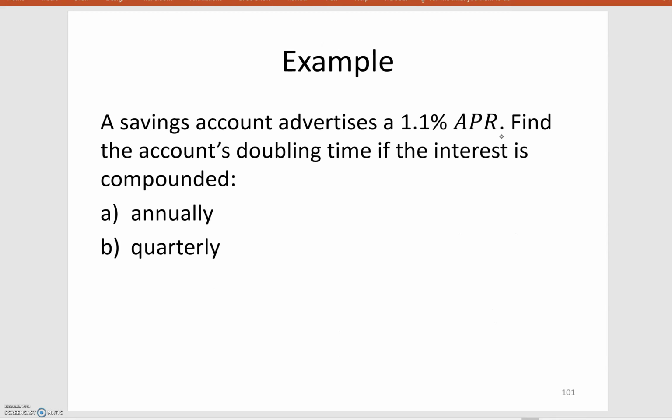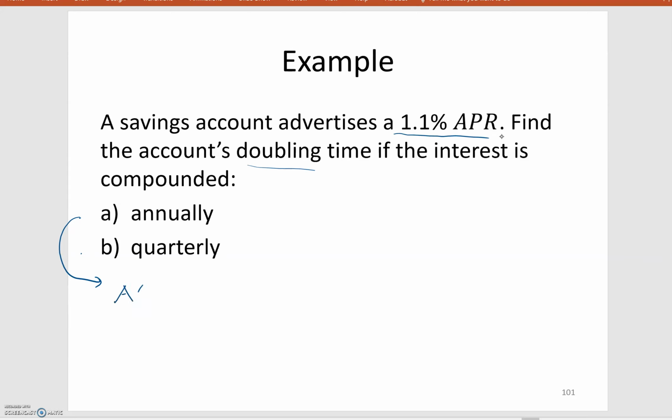All right, another example. Suppose we have a 1.1% APR. Let's find the account's doubling time if the interest is compounded annually versus quarterly. So to find doubling time, usually that ends up to be a calc intersect question, but we'll get to that in a moment. If it's annual and we have a 1.1% APR, then that's just our rate. So 1.1% is our rate.